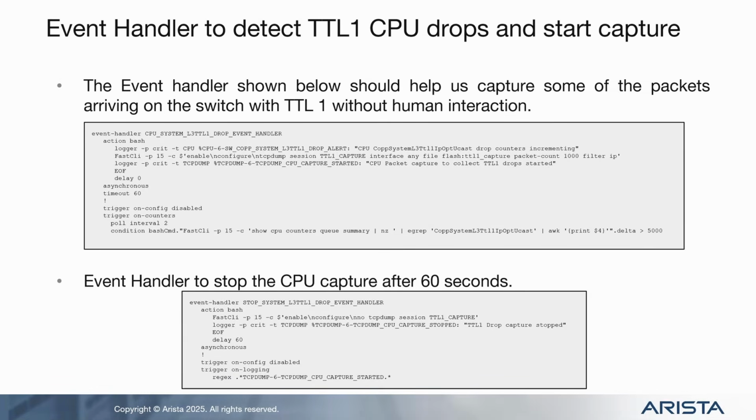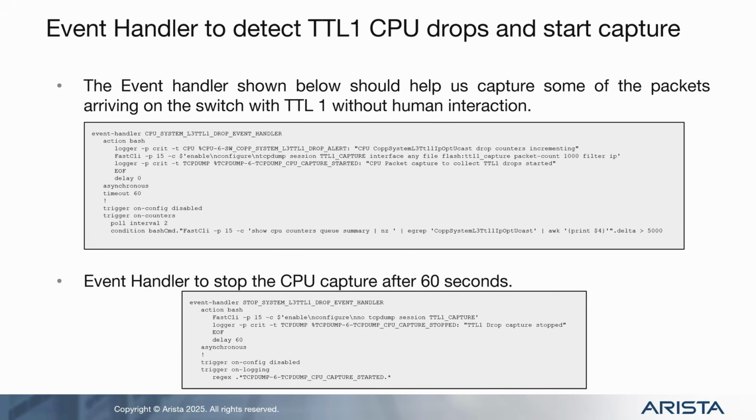Let's have a closer look at our two event handlers. The first event handler is going to be the one with the logic to monitor the drop counter, and when the drop exceeds a certain threshold, we are going to trigger the action to start the packet capture. But let's go ahead and break down this event handler. We're going to start at the bottom where we have the trigger on counters.